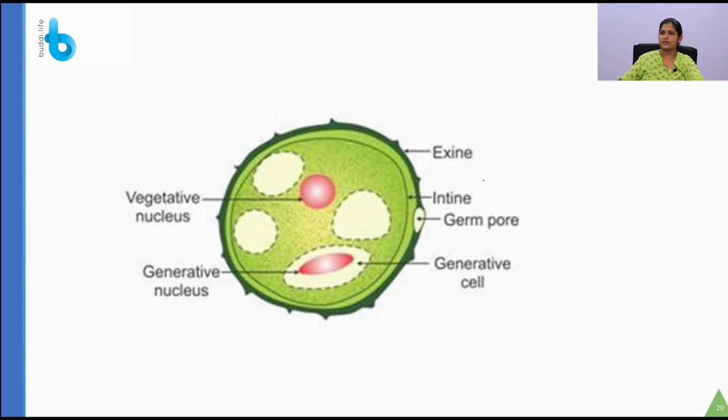You can see the structure of a pollen grain here. You can see the germ pore, generative cell and generative nucleus. This is the vegetative nucleus. We have vacuoles too.